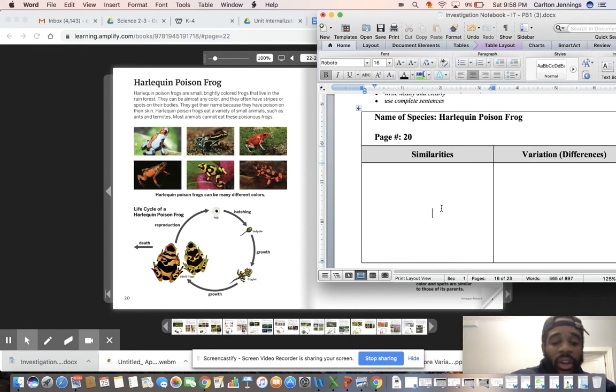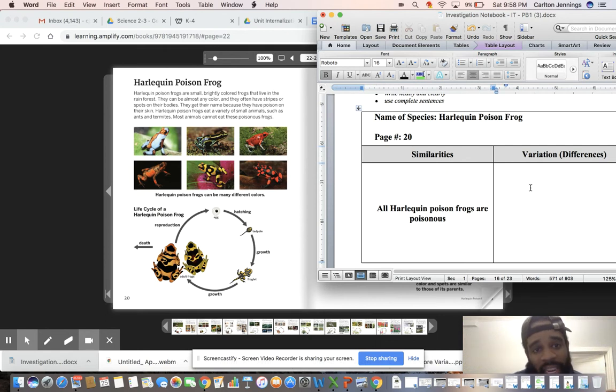One thing that I know is that they all harlequin poison frogs are poisonous. They're all poisonous. That's how they get their name. It's one similarity. All harlequin poison frogs are poisonous.